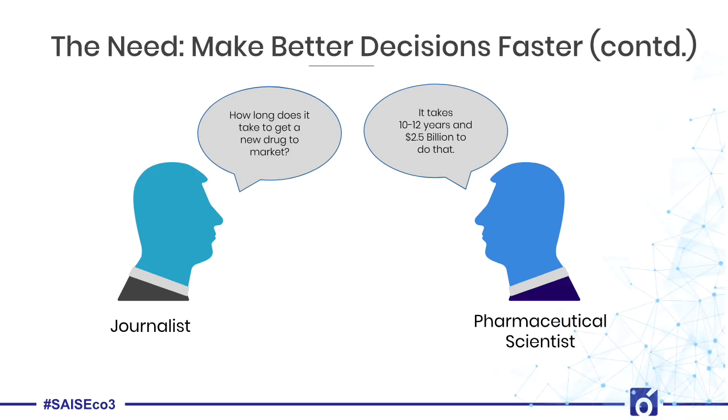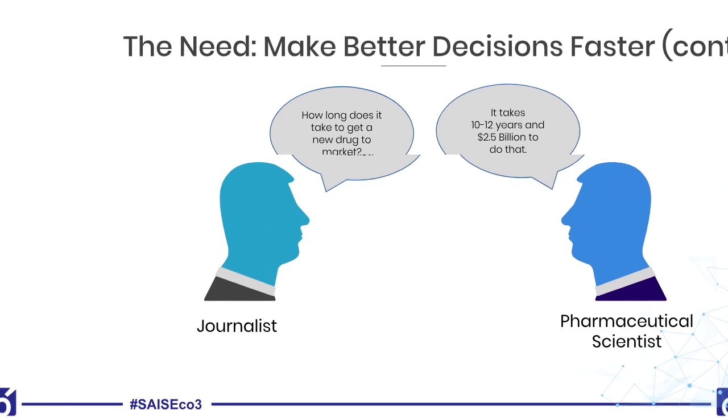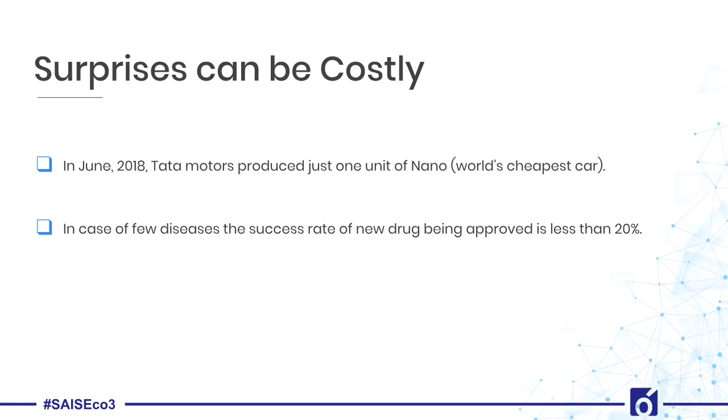Similar is the case with pharmaceutical companies. For them, it's even tougher and a much more tiring process, because it takes about 10 to 12 years and about $2.5 billion to bring a new drug into the market and get it approved, right? Now, adding to those problems, there is no guarantee for that product to be successful.